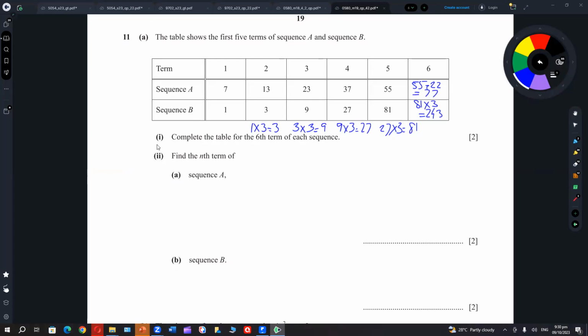But it is not a constant difference. This is a changing difference.